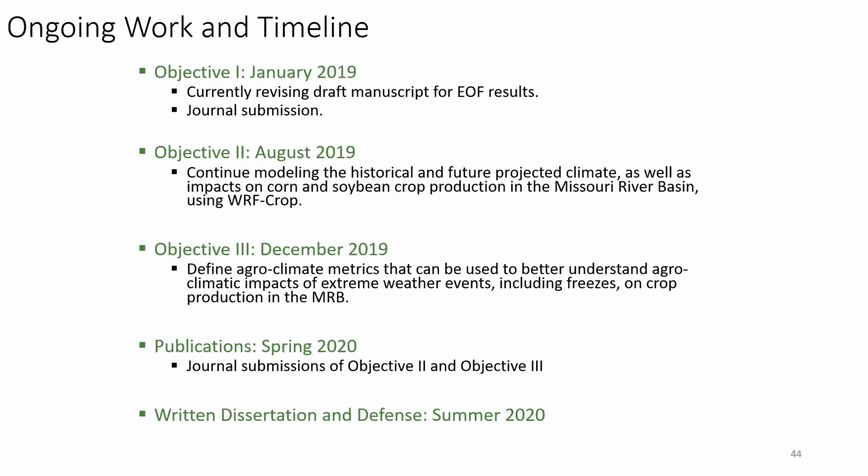Now for objective two, with the computational resources that I have available to me, I should be able to get the simulations for both the past and the future states done by the end of August 2019. Then once I get that output, I should be able to start defining and playing with the metrics as they relate to the model output. Note that the metric doesn't necessarily have to be confined to a freeze event. It could be other extreme events. For example, I could be looking at the sensitivity of crop production to droughts, or at minimum nighttime temperatures and how they may affect crop production, such as corn pollination stages and whatnot.